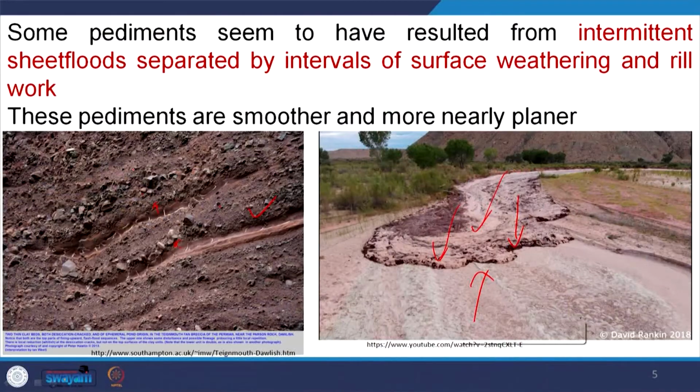So, whatever the sediments were there, they are just spread along this mountain front. This is called sheet flood. And this is a photograph showing this sheet flood deposit. If you see here, these sediments, you can see the thickness of the sediment or the upper part of these sediments, mostly they are angular, unsorted, and there is no arrangement. So, these are the result of sheet flood deposit, and some pediments seem to have resulted from this sheet flood deposit, interval with the surface weathering and rill work.